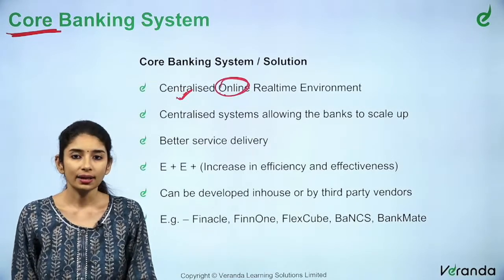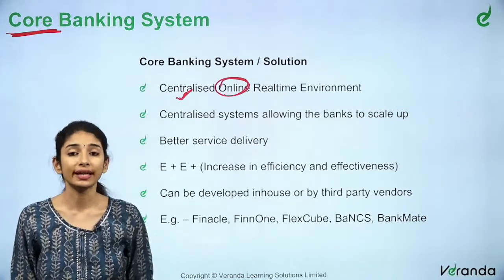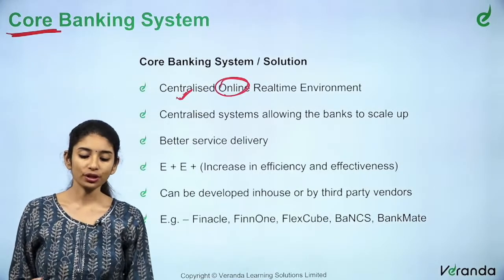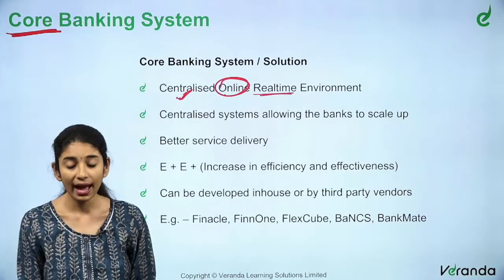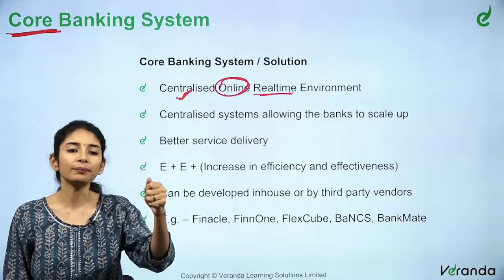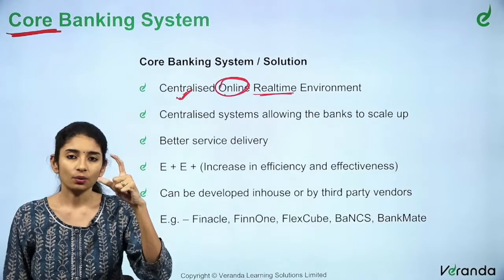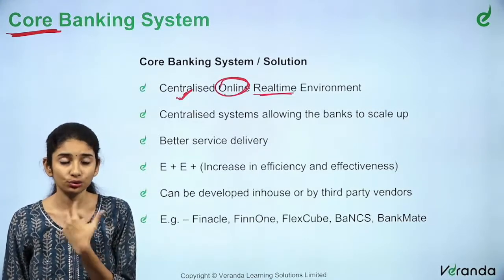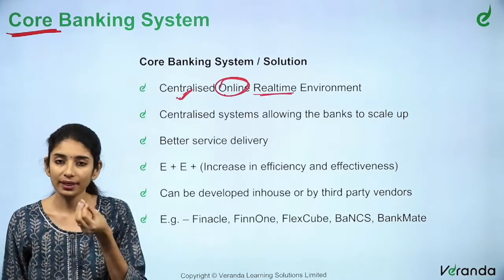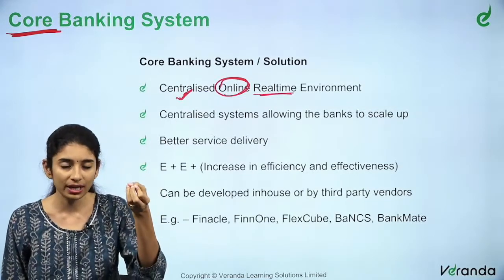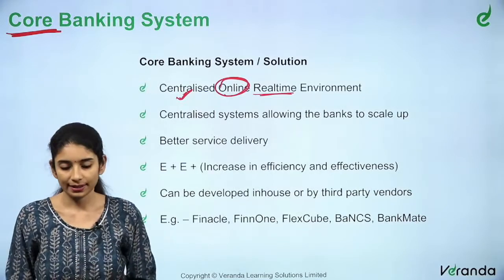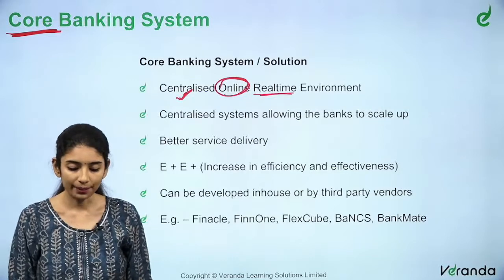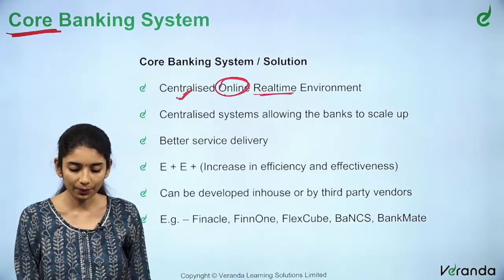Why is it online? Because the changes to the centralized database happen on a real-time basis. Online, and it is real time. So, if I am withdrawing money now from my card, will that be immediately reflected in the bank? Yes. If I am transferring money now through my UPI app to my friend, will that be immediately reflected in my account statement if I see it on my laptop? Yes, it will, because it is an online and real-time environment. Clear? Centralized online real-time environment.